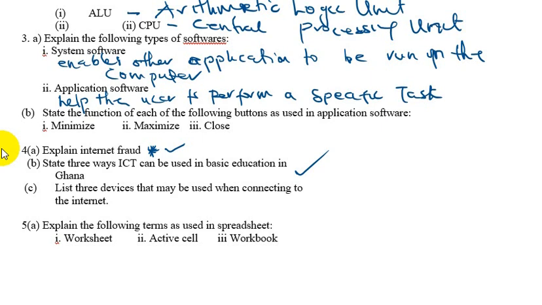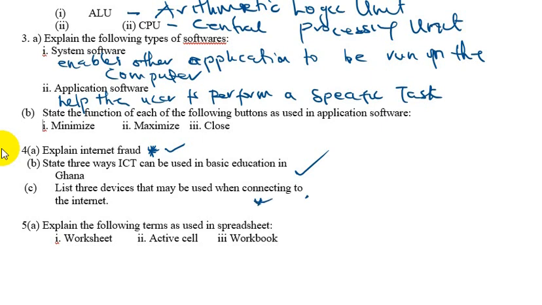And the C says that we should list 3 devices that can be used to connect to the internet. Now we can use a computer to connect to the internet. Mobile phones, that's the most common one now. We have modem, that is modulation, demodulation, that's modem. We also have telephone, we have satellite, we have wallet, we have router, we have iPad, a lot of them. Okay, a lot of them also fall in here.